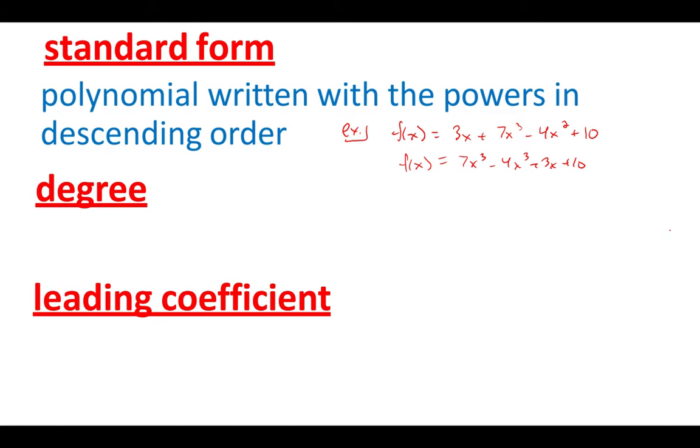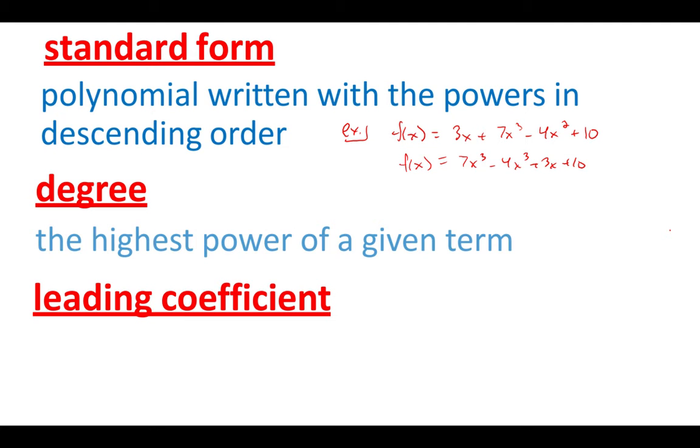The degree of the polynomial, if you've heard of that term before, is basically the highest power of a given term. So if we were to see a function like f of x equals 4x minus 3x squared, the degree would be 2 because that's the highest power.